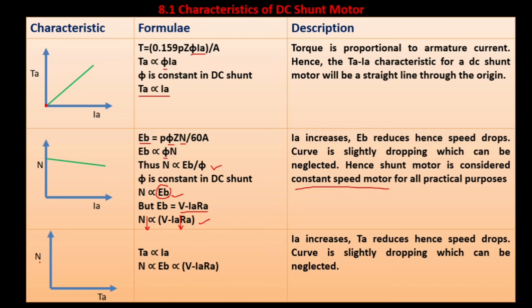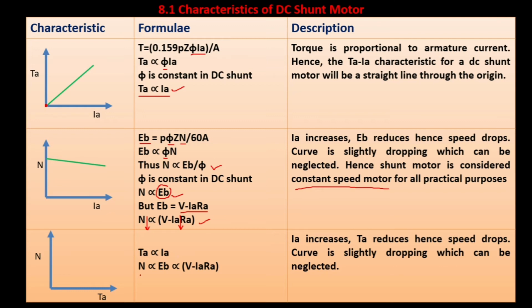Now I want to plot the speed with respect to the armature torque. Now let us see about the speed and the armature torque. Here we know that torque is directly proportional to Ia. Here we have already concluded, we are taking this. Okay, torque is directly proportional to Ia. But what about the speed?